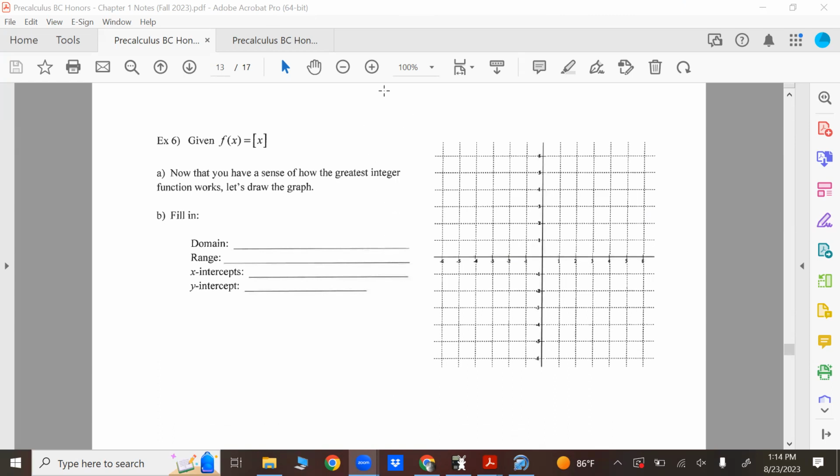So I'll make a little table if that helps. For example, if I plug in 0, I get 0. What if I plug in 0.9? What do I get? 0. Still 0, right? But 1, then I get 1. So here's how you're going to do it. You're going to do a closed circle at 0, open circle here, and a dot there. And you keep repeating that.